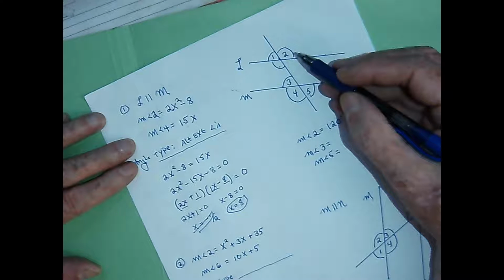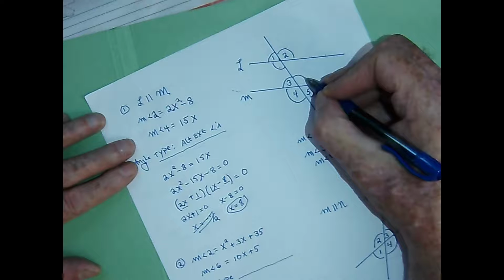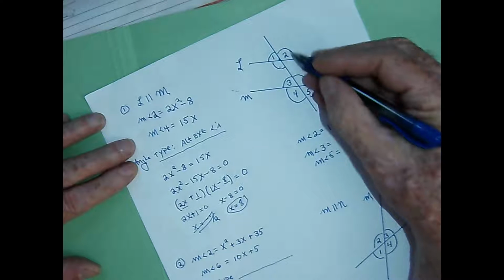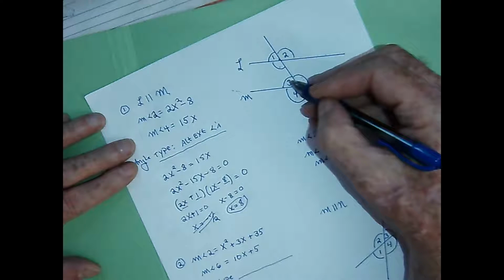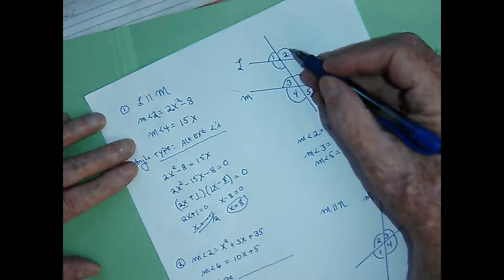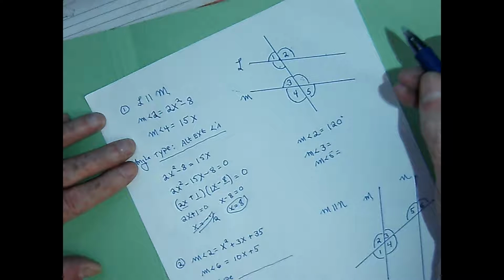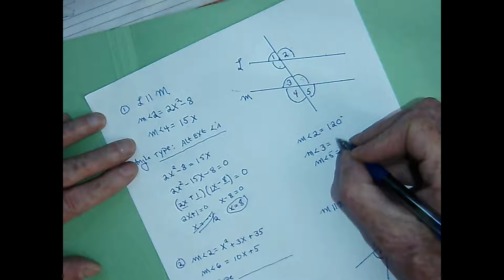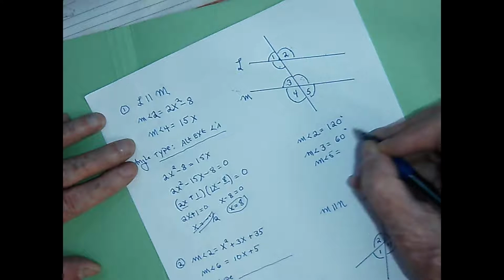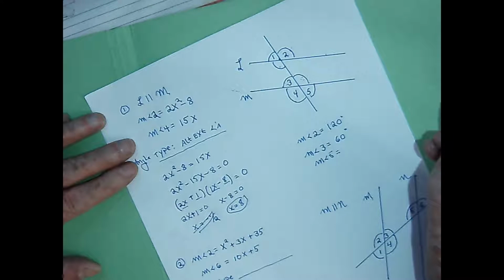And angle 2 would match with this angle. I know that angle 2 and this angle are corresponding angles, and those two are supplementary. So I'm thinking that 3 and 2 would also be supplementary, and the supplement of 120 would have to be 60 degrees. There are other ways you could figure that out, I'm sure.